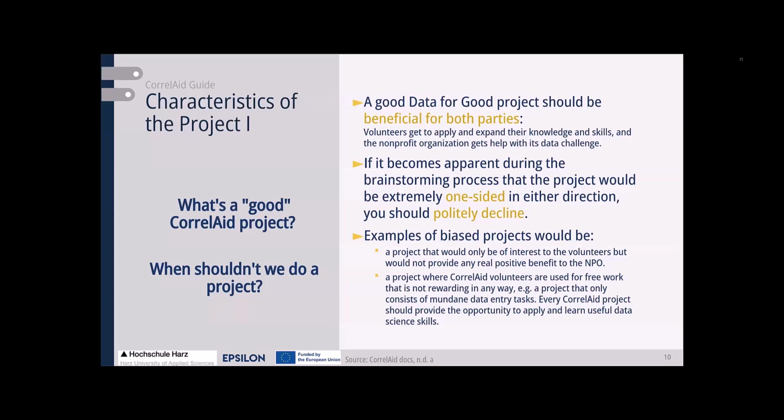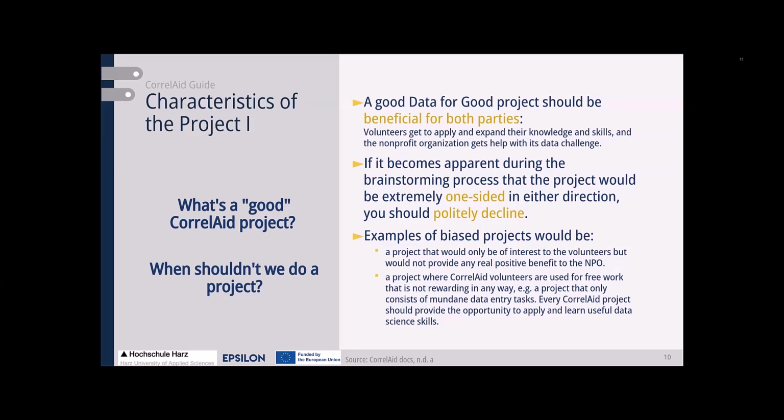Here, the volunteers should be able to apply and expand their knowledge and skills. As we said in previous sessions, the background of the volunteers is kind of heterogeneous, and so is the utility function of each volunteer. So try to ensure that the volunteers are able to apply knowledge and skills, to network with each other, and to benefit from the project that they are working on.